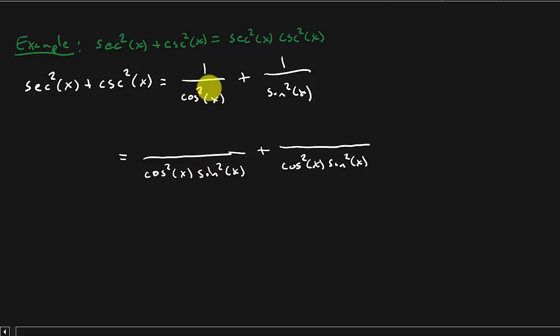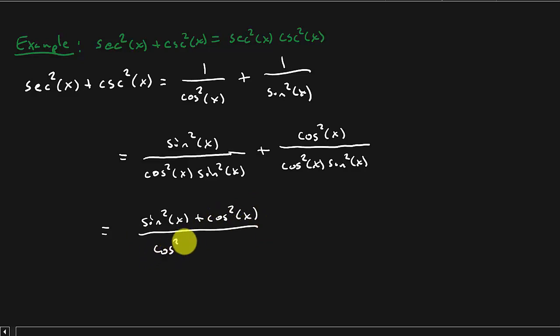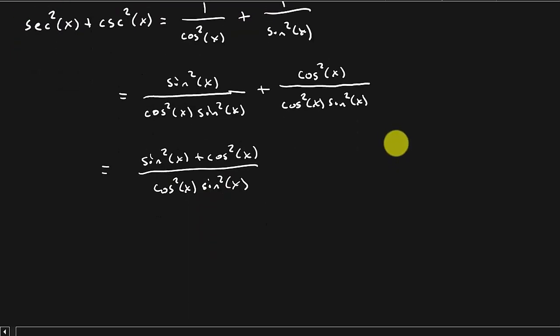And so what do you have to multiply to this to get the common denominator? Well, you've got cosine squared, so we've got to multiply by sine squared. Here we've got to multiply by cosine squared to get the common denominator, so we multiply the numerator by that. And so we get sine squared x plus cosine squared x over cosine squared x times sine squared x.